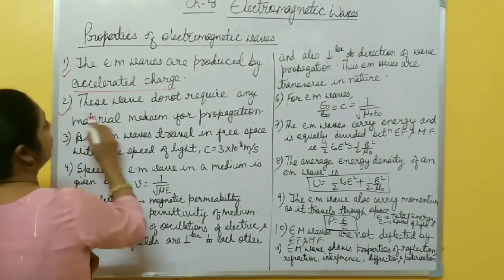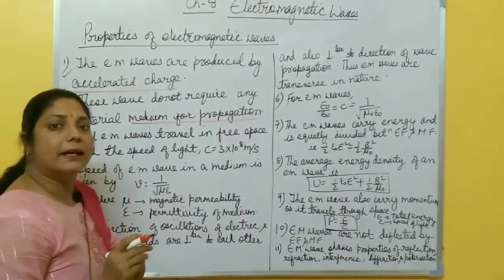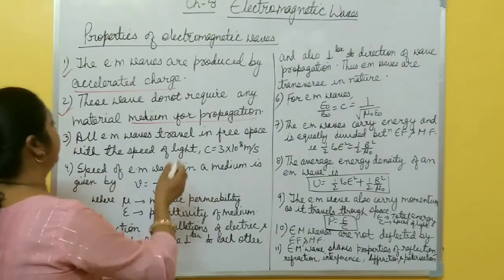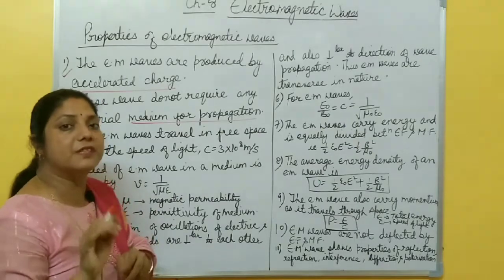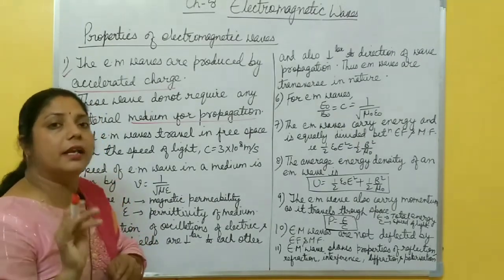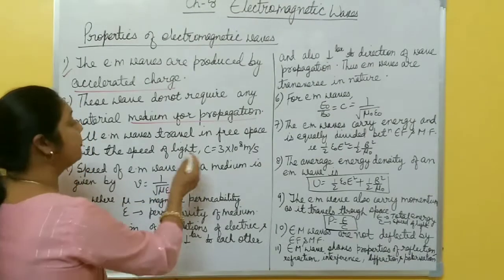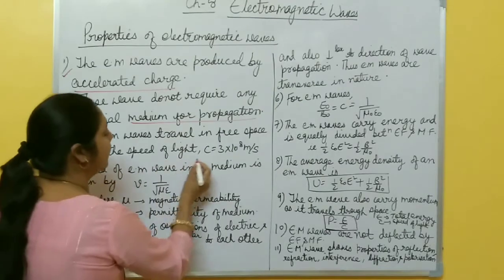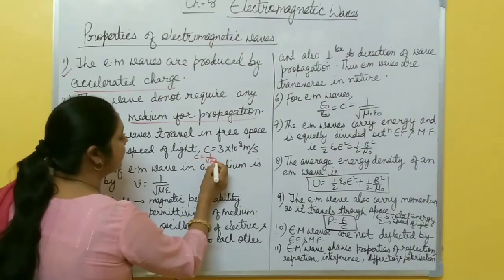Number two, these waves do not require any material medium for propagation. Electromagnetic waves do not require any material medium for their propagation. Then number three, all electromagnetic waves travel in free space with the speed of light. All electromagnetic waves have the same speed, and that is the speed of light, c equal to 3 into 10 to the power 8 meter per second. You can write it in this way also in free space: c equal to 1 by under root mu naught epsilon naught.